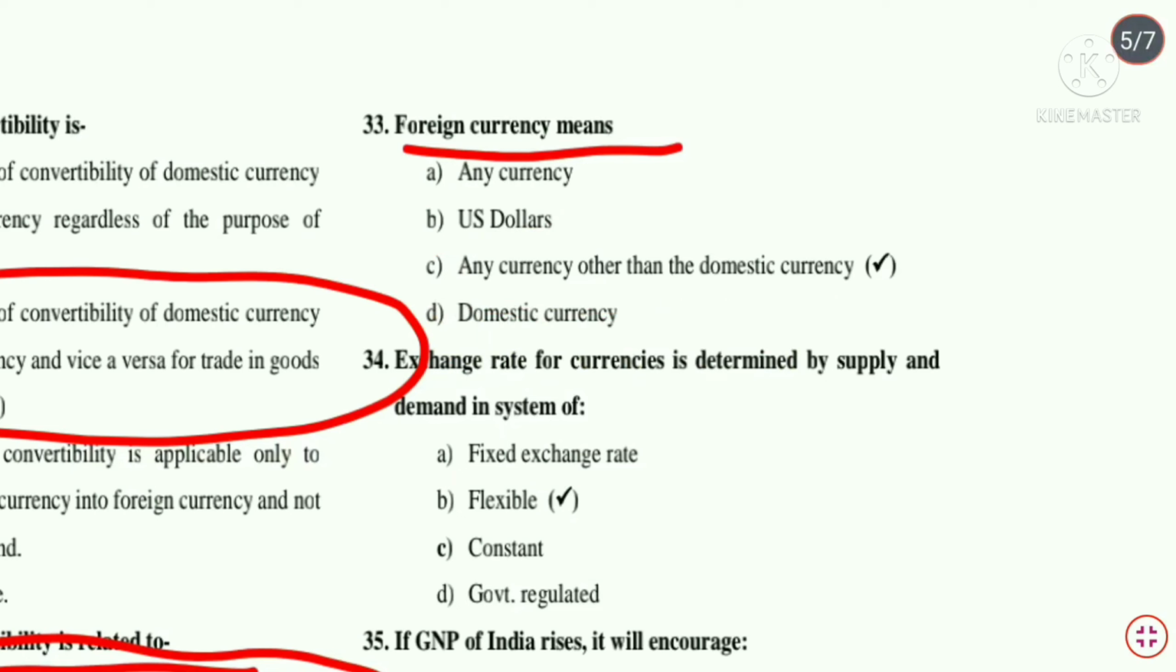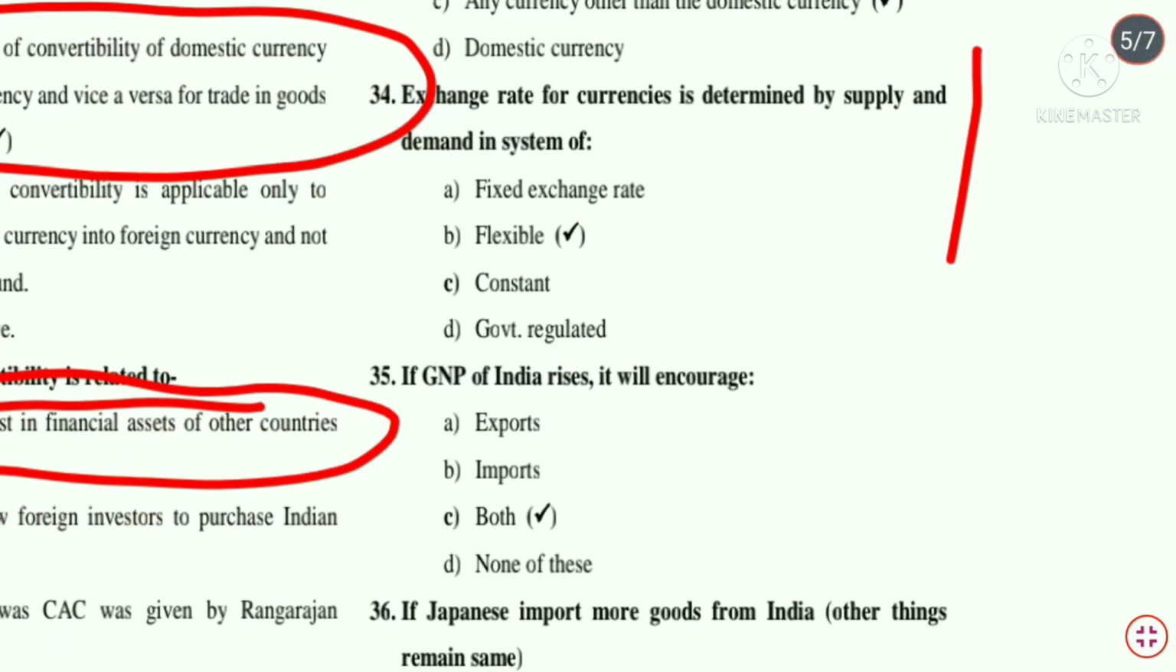Next question, exchange rate for currencies is determined by supply and demand in system of, हम जानते हैं कि जो हमारा फिक्स्ड एक्सचेंज रेट सिस्टम रहता है उसमें जो है the exchange rate for currencies is determined by the government through monetary authority और in the flexible exchange rate the exchange rate for currencies is determined by supply and demand.